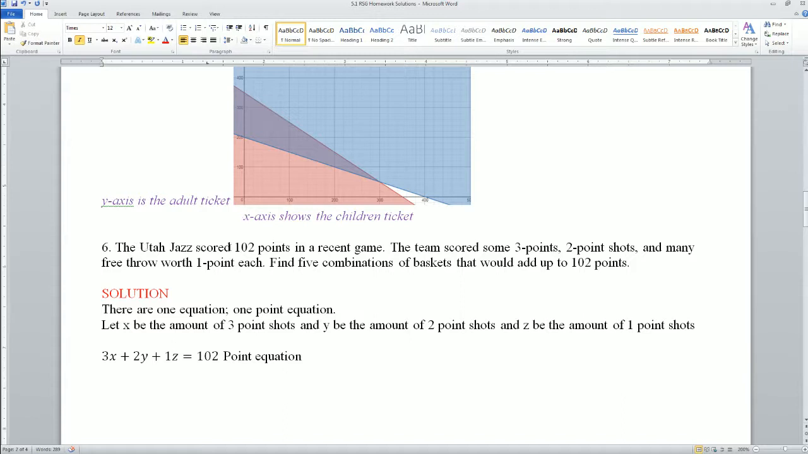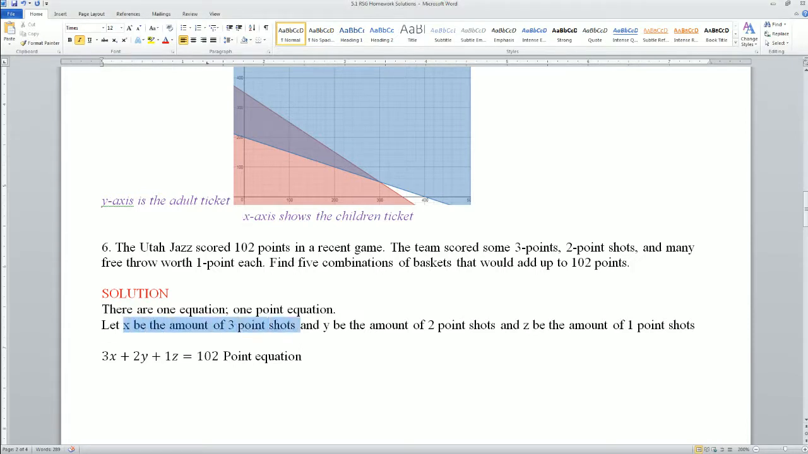The Utah Jazz scored 102 points in a recent game. The team scored 3 points, 2 points, and many free throws worth 1 point. Find 5 combinations of baskets that would add up to 102 points. So there's only one equation here, the point equation, and to do the point equation, we let some variables.